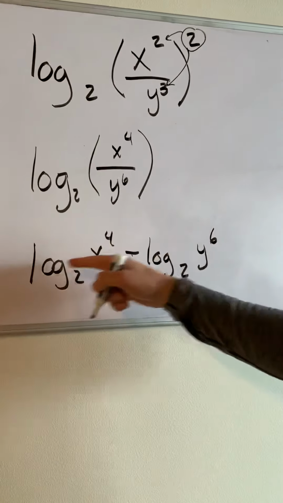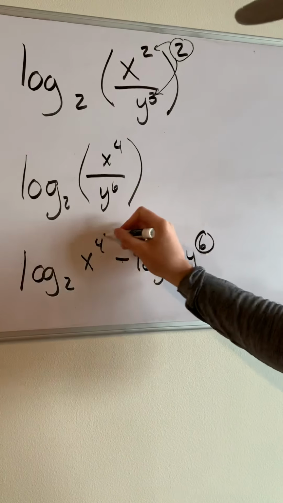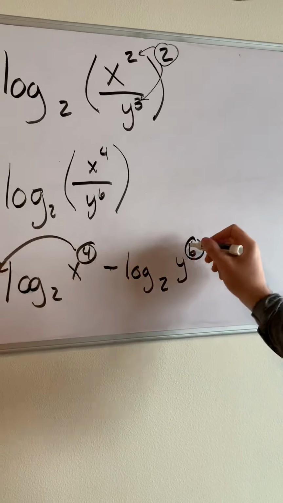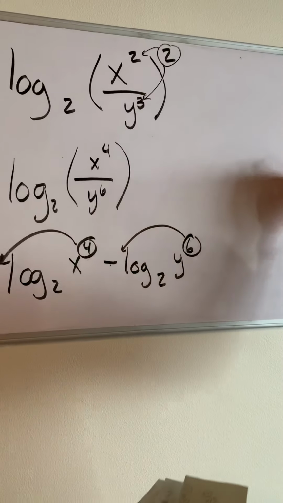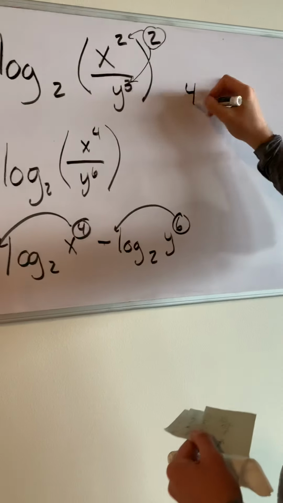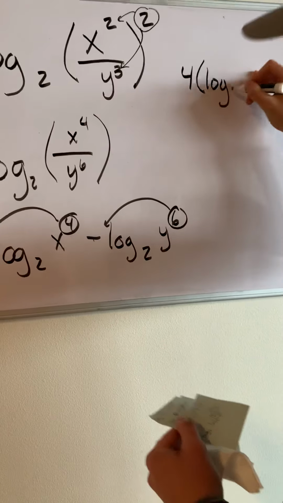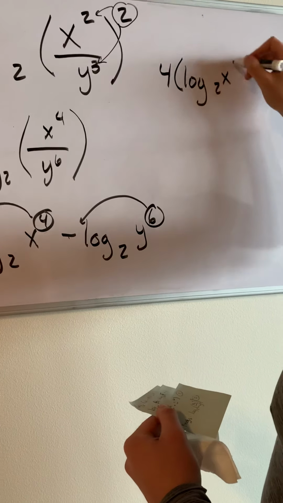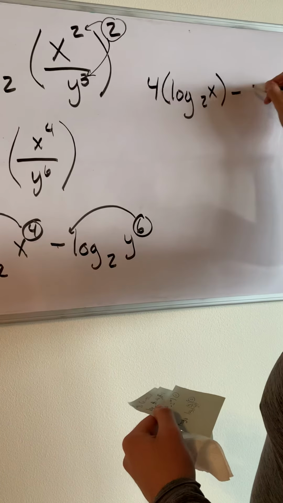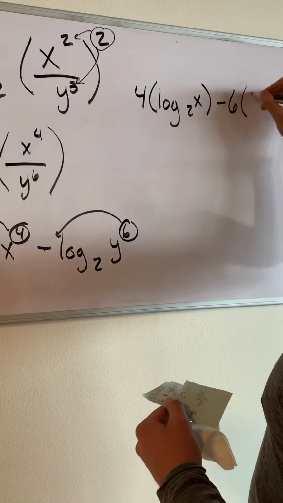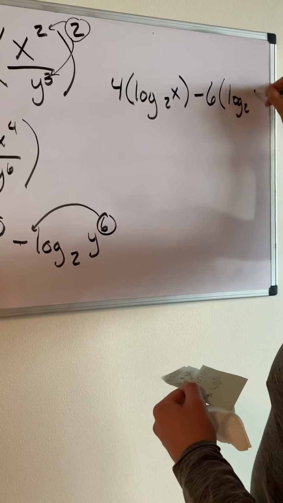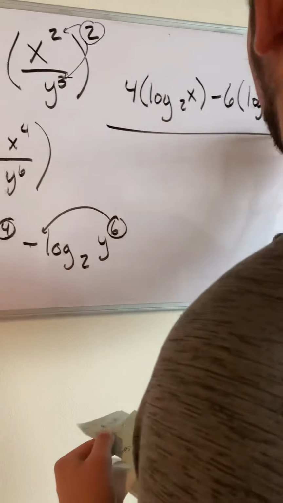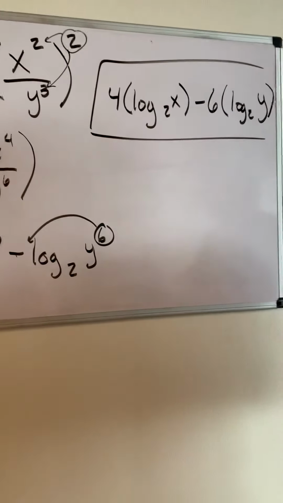Now I still have these powers to deal with, so that becomes multiplication. I'm going to move those out front, and my final answer is going to be 4 times log base 2 x minus 6 times log base 2 y. Final answer right there.